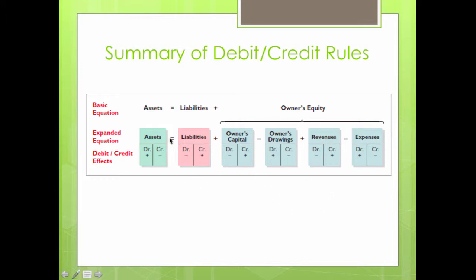Okay, now notice under liabilities that the rules are opposite from assets. Remember that liabilities are your credit cards or your bank loans. When you charge a debt on your credit card, your balance increases, correct?